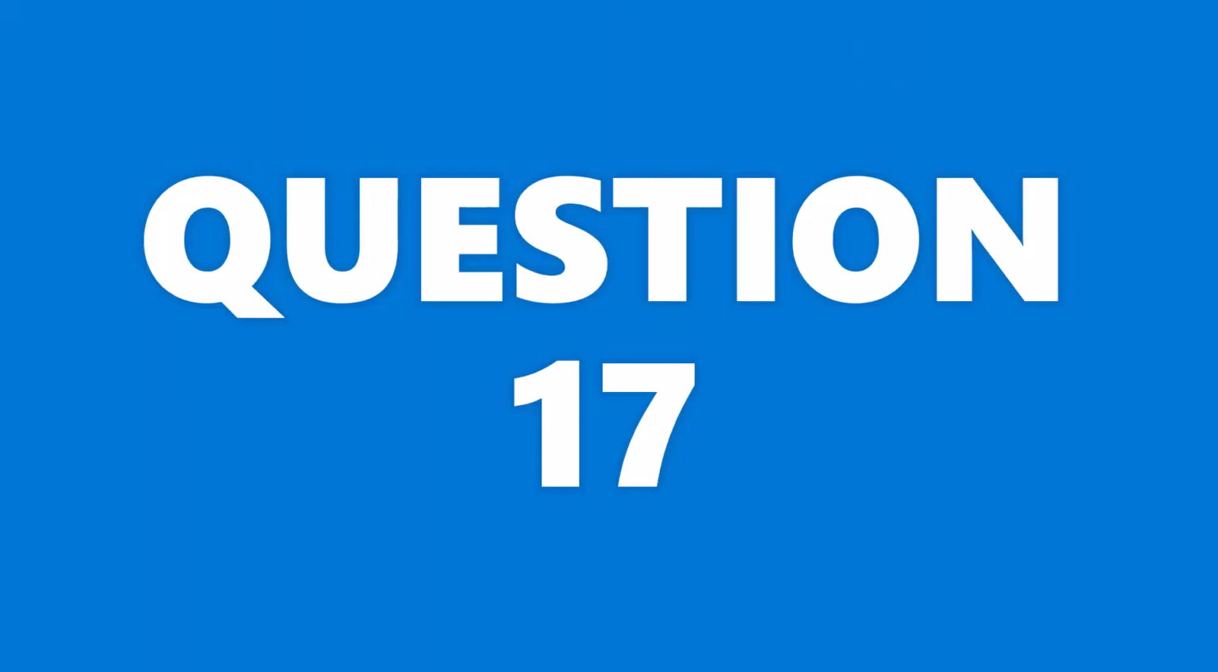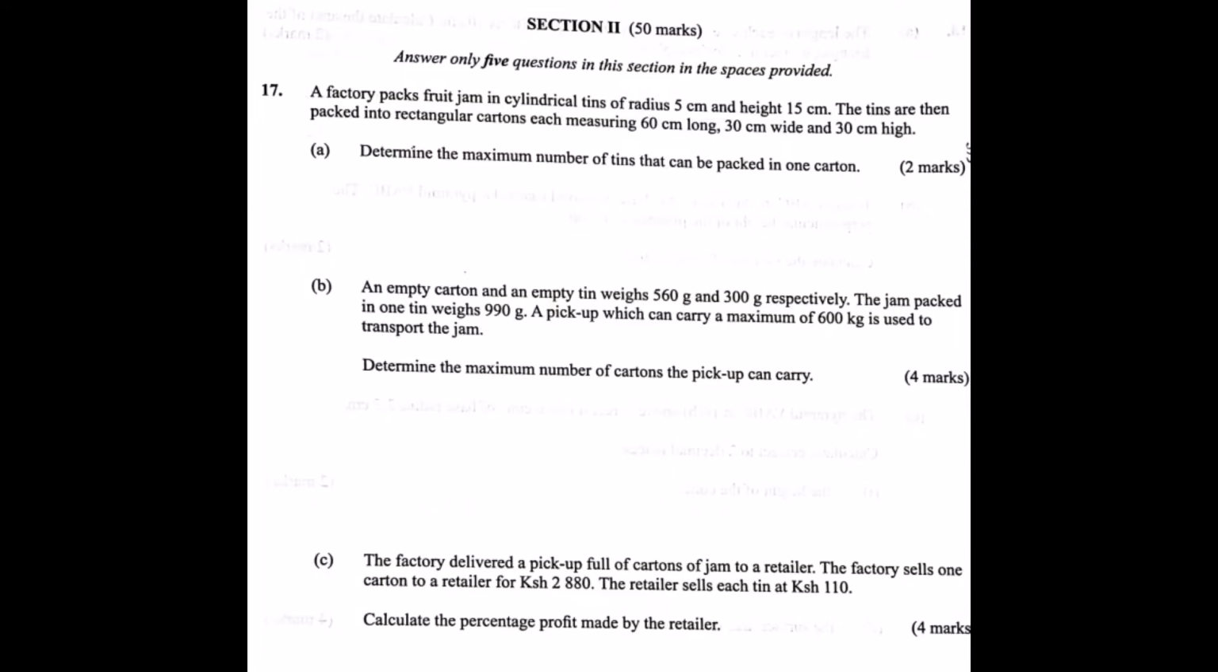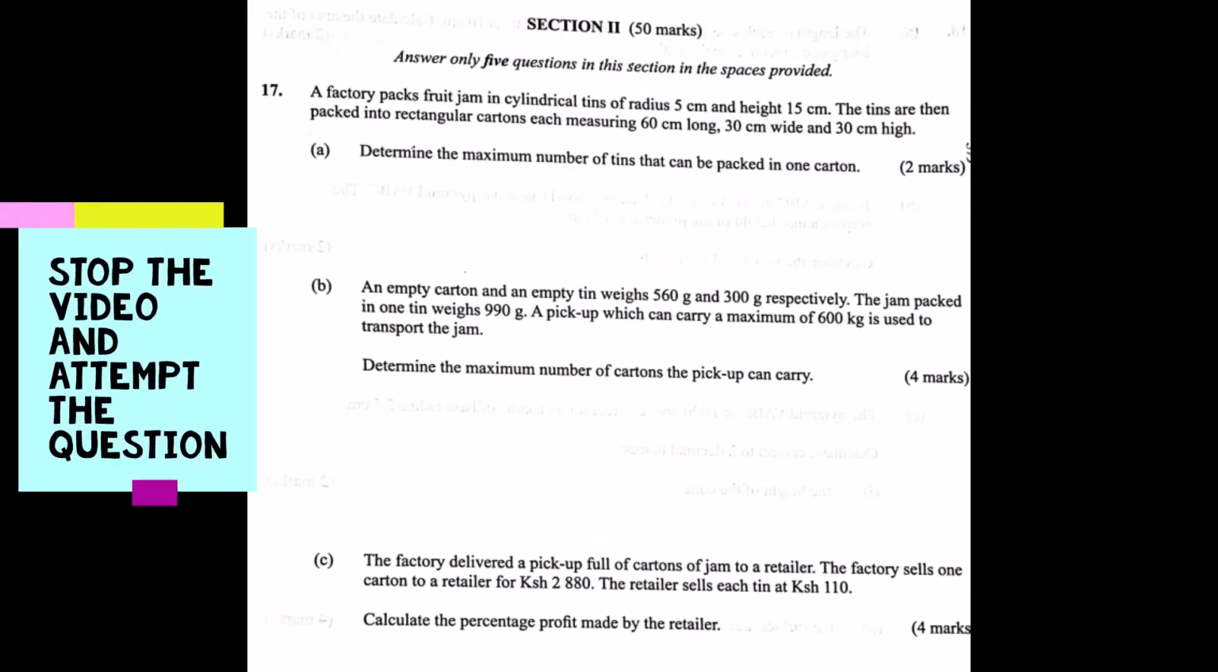Question number 17: you have a tin that is used to pack some jam. It is cylindrical in shape, with a radius of 5 and a height of 15 centimeters. The tins are to be packed in a carton that measures 60 by 30 by 30 centimeters height. Part A, you determine the maximum number of tins that can be packed in the carton.